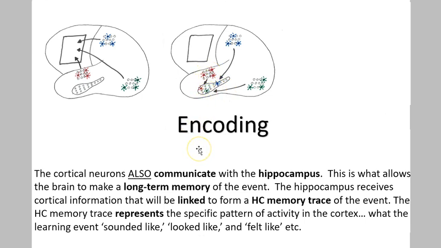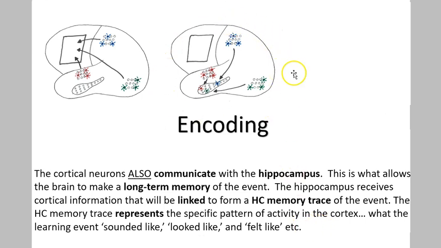So the cortical neurons also communicate with the hippocampus, and this is what allows the brain to make a long-term memory of the event. The hippocampus receives cortical information that will be linked to form a hippocampal memory trace of the event. The hippocampal memory trace represents the specific pattern of activity in the cortex, what the learning event sounded like, looked like, and felt like.